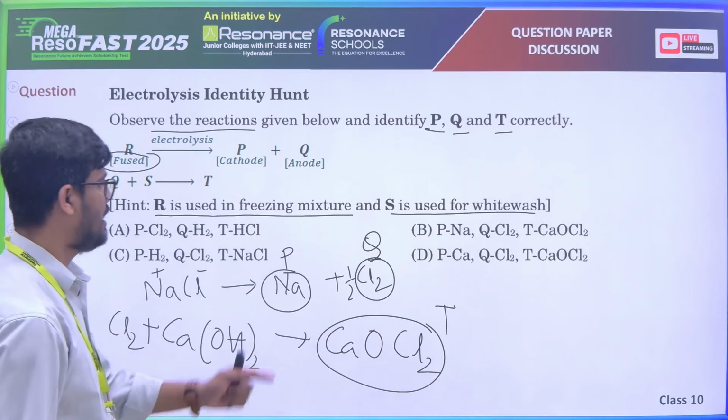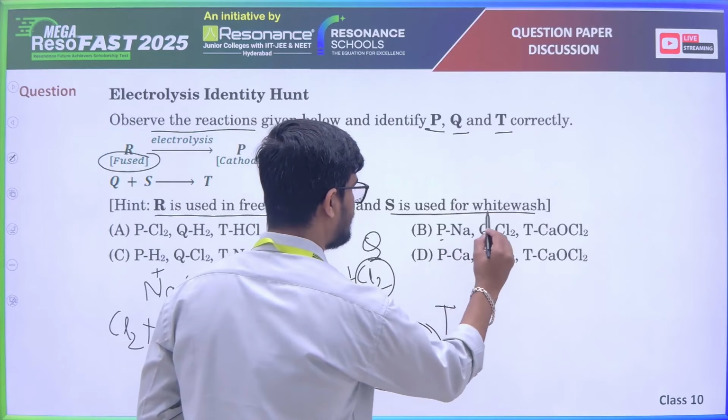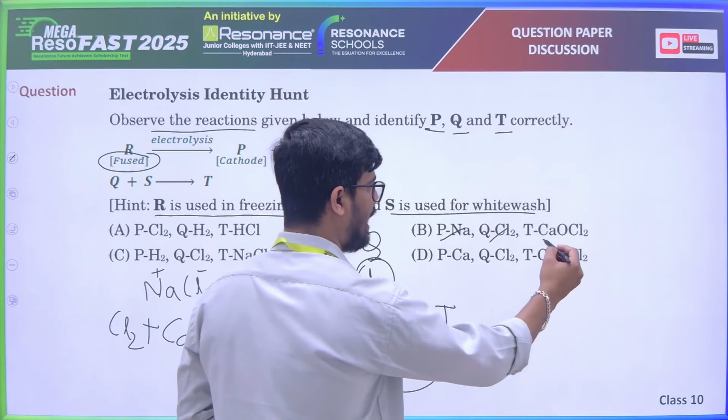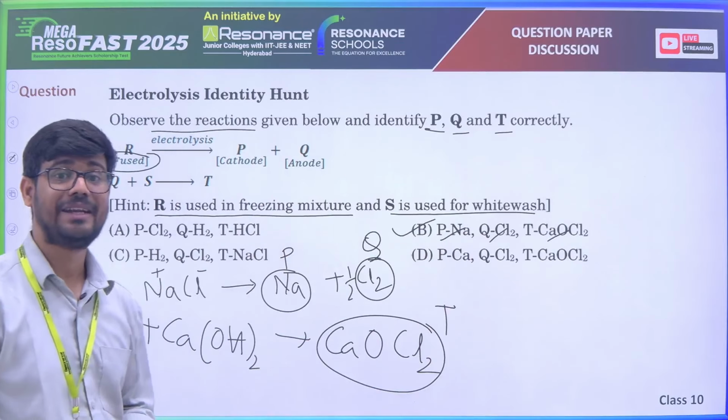P, Q and T. Now check the options to see in which case it is properly matching. Here P is sodium, Q is chlorine and T is CaOCl2. So option B will be our correct answer.